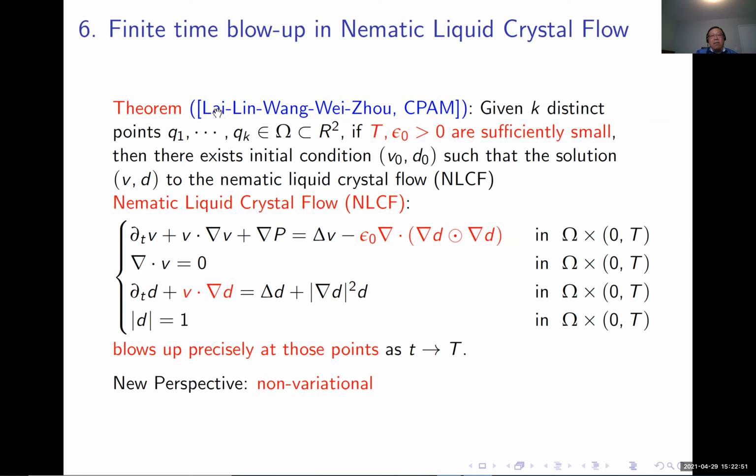And with my student Nai and Professor Fang Huanlin and Sangyong Wang and my student Zhou, we applied the inner-outer gluing method to this system. But this is coupled with Navier-Stokes, so we need some kind of smallness for the diffusion coefficient. But as long as this coefficient is small, then we can do the inner-outer gluing and we have a finite time blow-up for the nematic liquid crystal flow.